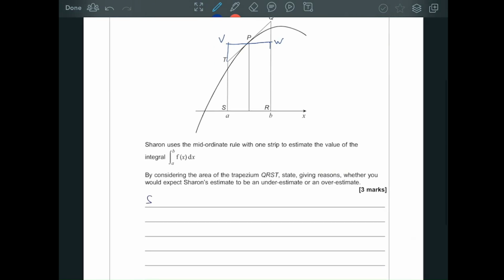So Sharon's estimate from mid-ordinate is going to be that rectangle, is the area VWRS. It's convention to label any shapes clockwise around the shape. But we can observe, and really I want to turn her estimate into this trapezium because the question told us to think about this trapezium.